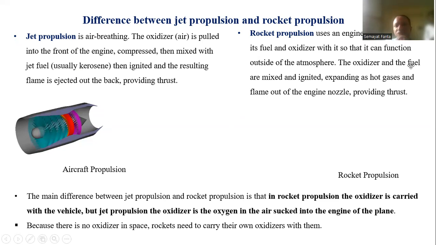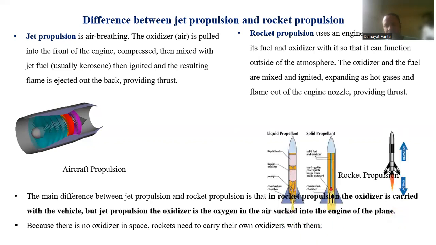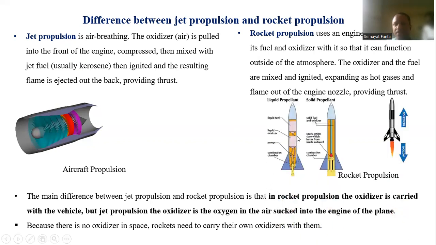But when we come to the rocket propulsion system, the engine carries both fuel and oxidizer together because it works in an area which is away from oxygen. Oxygen is not available there, so it carries oxygen as well as fuel. The oxidizer and the fuel are mixed and ignited, and hot gases are ejected through the exit. You see here, in this case, it takes oxygen from air and burns the fuel.